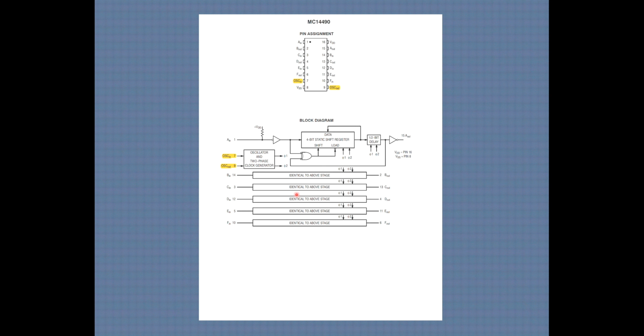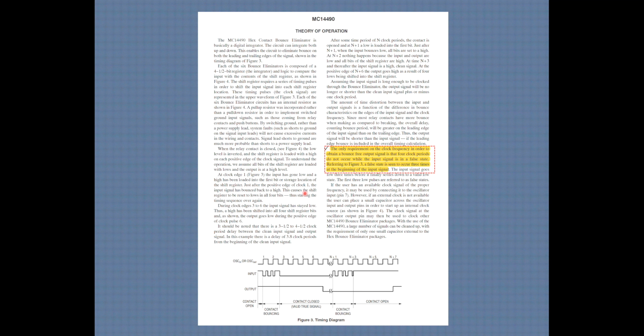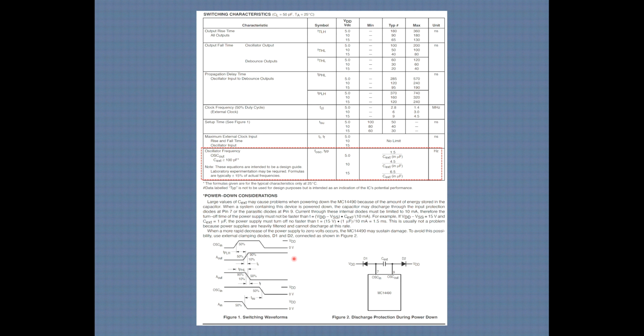Block diagram. The only requirement they state, in order to obtain a bounce-free output signal, is that 4 clock periods do not occur while the input signal is in a false state. And we look at the timing here. This is the bounce. We have to stretch the clock period out so it's longer than the bounce period. So that's what that is essentially saying. And the calculation for the capacitor for that is outlined here in this data sheet.